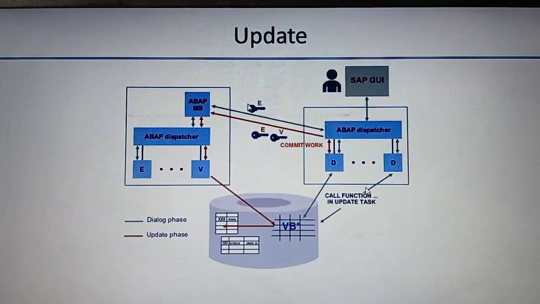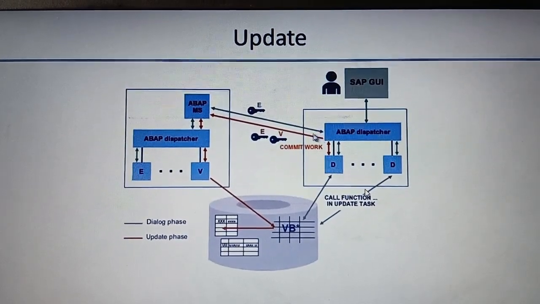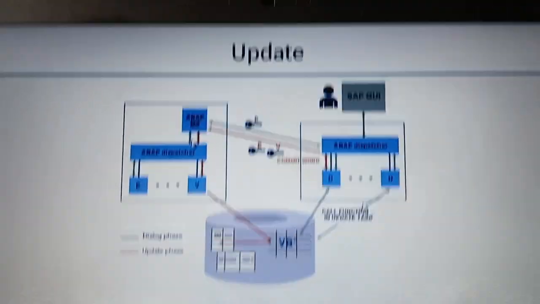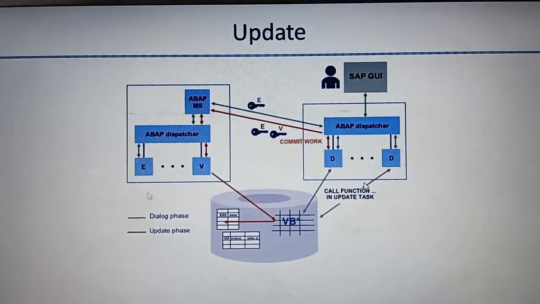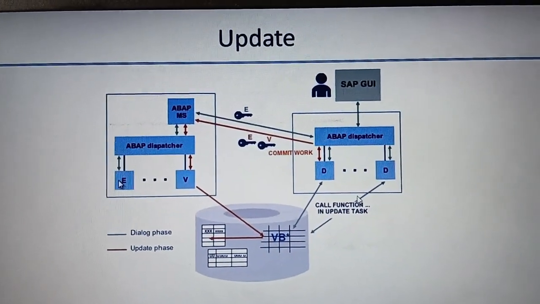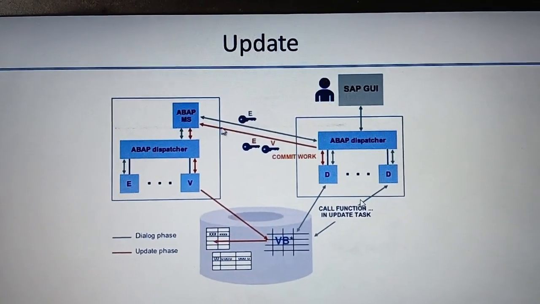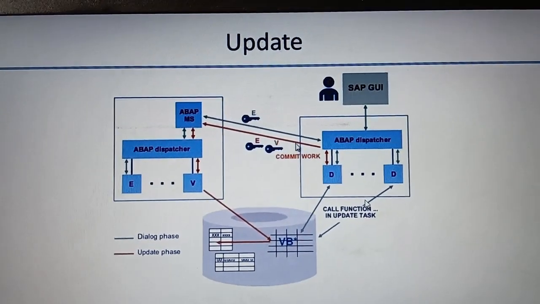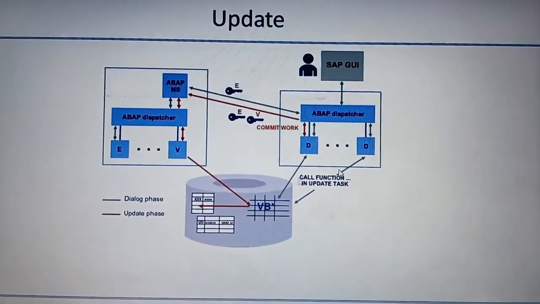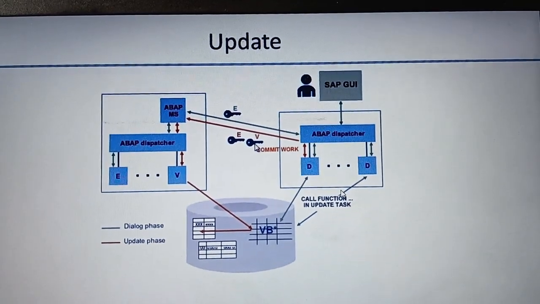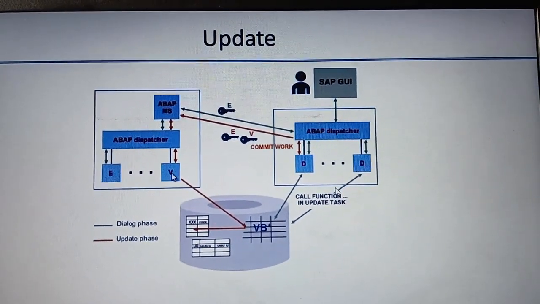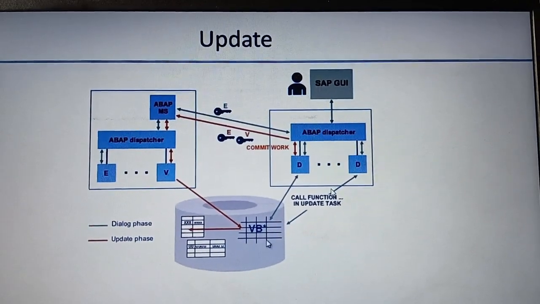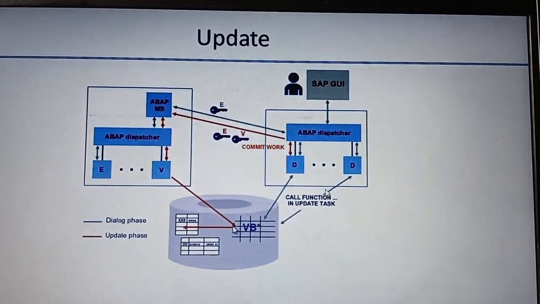So first it will request an enqueue. The enqueue request is sent to the message server. When the message server in turn contacts the ABAP dispatcher, the enqueue work process will place the lock entry in the lock table. Once the lock entry is done, the enqueue work process will give the feedback. Then it will request the update, that is the V1 update. It will again go to the dispatcher.